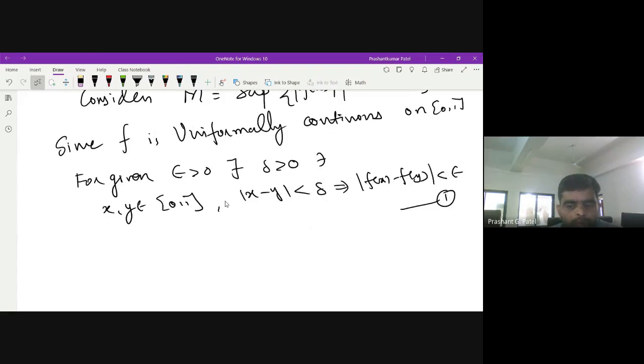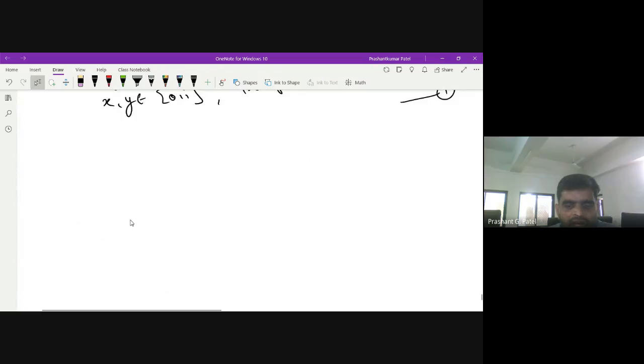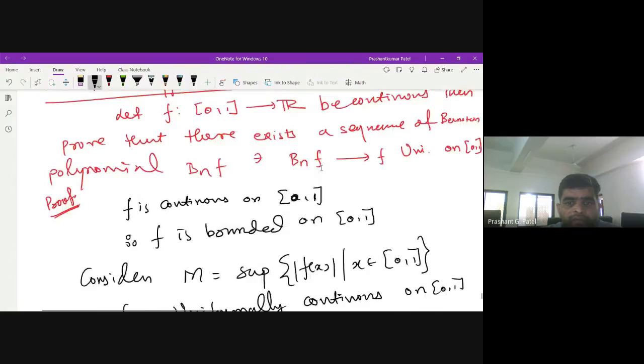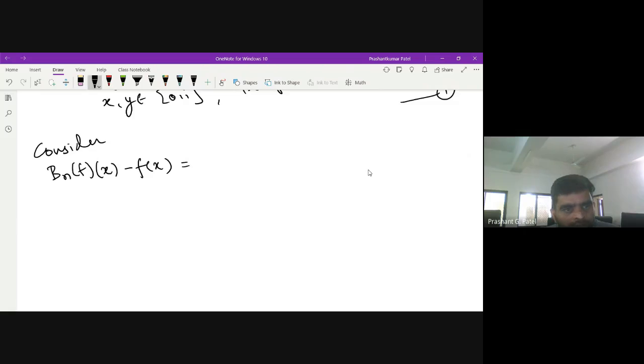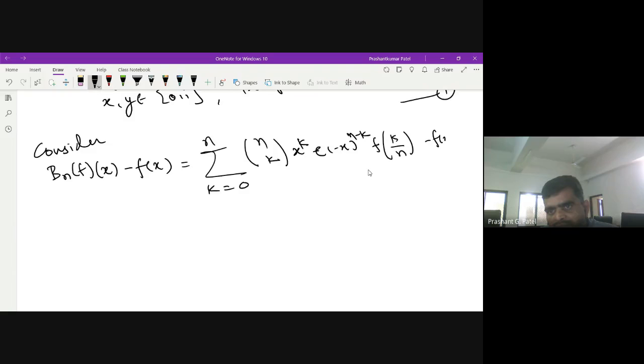Now from the Bernstein polynomial discussion, what we have to prove is that |Bn of f at x minus f(x)| is less than epsilon. That is, the distance between them is very small. So we need to measure Bn of f at x minus f(x). We'll start with this. Consider this. Now, as per the definition of Bn of f, it is the sum for k running from 0 to n of nCk x^k (1 minus x)^(n minus k) f(k/n), minus f(x) into 1.